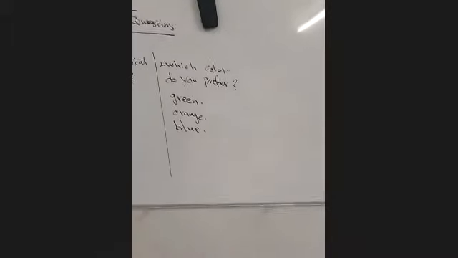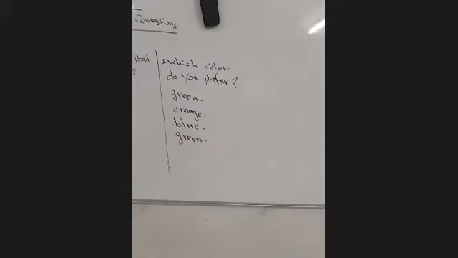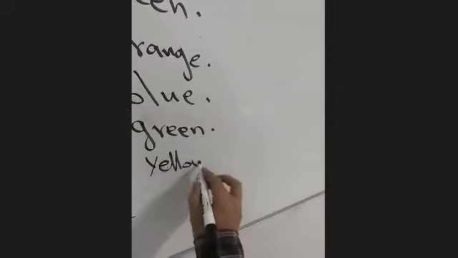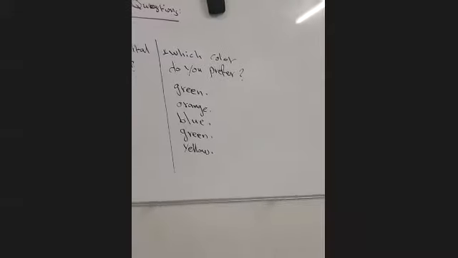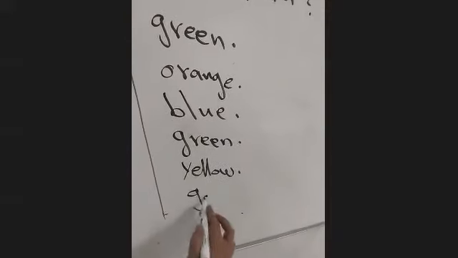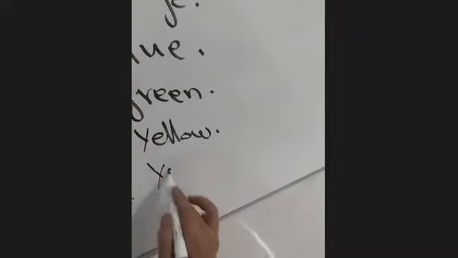Okay. Who else is with us? Mohammad. Green. Who else is with us? Amr. Which color do you prefer? Yellow. Good. This is enough. Nidal. Which color do you prefer, Nidal? Gold. Golden color. What? Golden? Yeah, gold. Okay, let's consider it as yellow.